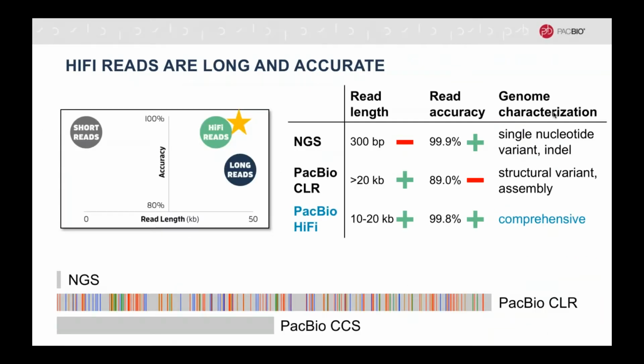Here's a comparison between traditional NGS reads, PacBio CLR, and PacBio HiFi reads in terms of their length and their accuracy. PacBio HiFi reads have accuracy nearly as high as NGS data, with read lengths in the range of 10 to 20 kb. This read type can be used for comprehensive genomic analysis, including de novo genome assembly, which I will discuss shortly, as well as variant detection, both single nucleotide variants as well as larger structural variants, which Andrew will discuss later in the webinar.